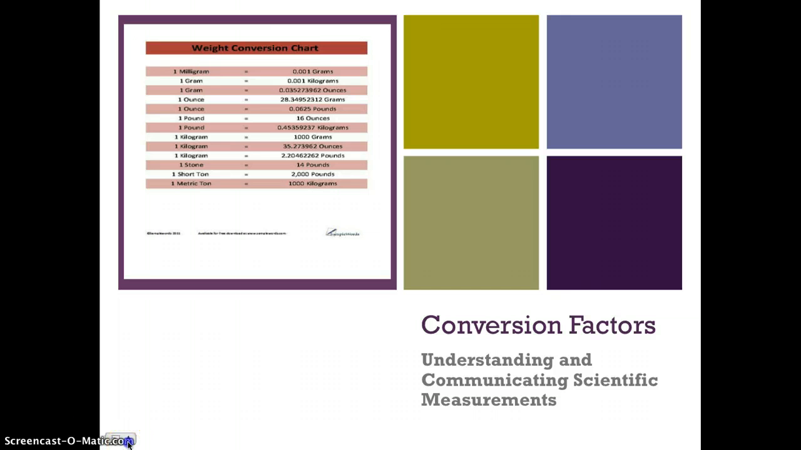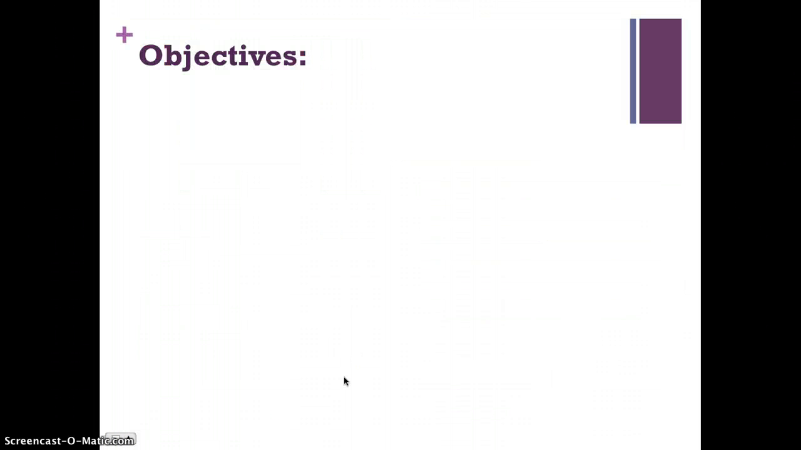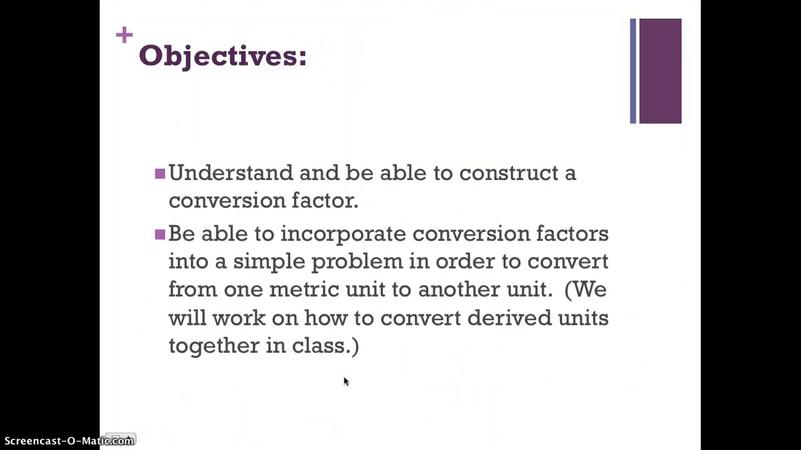Okay, so let's get started here. What are our objectives? Two objectives. First, to understand what a conversion factor is and to be able to put one together. And then once we're able to put those together, how do we incorporate those conversion factors into a simple problem in order to convert from one metric unit to another? And we are starting out very simply. We will work on converting derived units later.